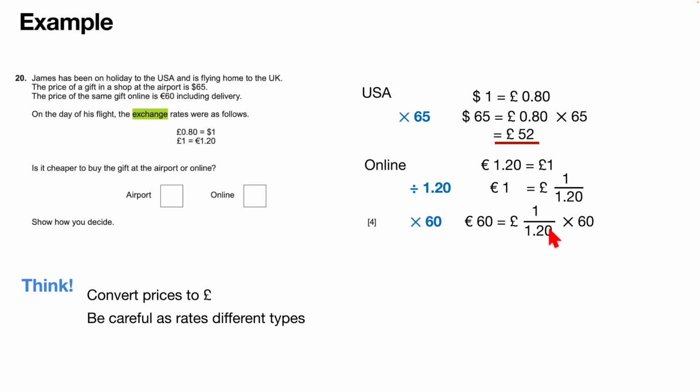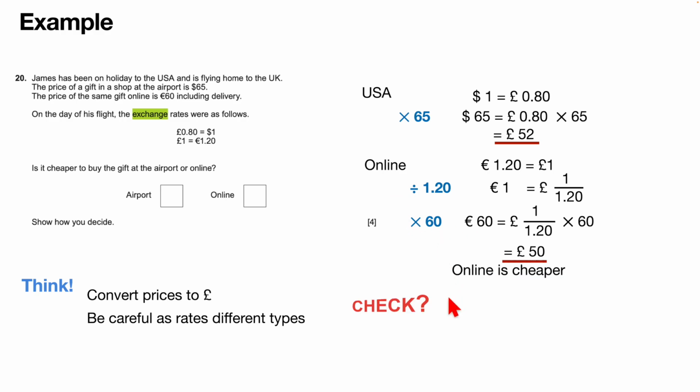You can see the numbers here are quite nice, 60 and 1.2, because 6 and 12 and all that sort of thing. So if you've got a calculator, it's quite easy to see that that's 50. If not, it's going to be a bit of hard work. What I would do if I had 60 over 1.2 possibly is multiply top and bottom by 5. That'll give me 6 on the bottom and 30 on top. You'll end up with 50 at the end of the day anyway. So let's have a comparison. 52 versus 50. Online is cheaper.